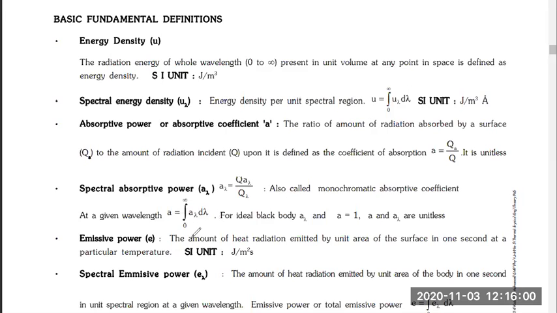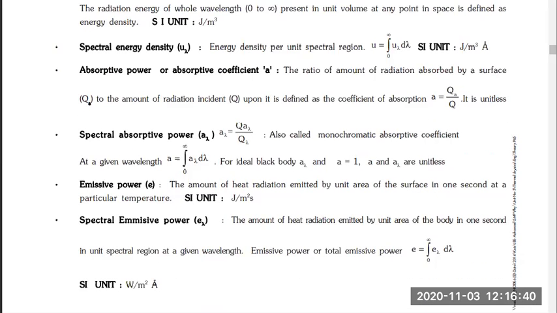Now, emissive power is the same as absorptive power. The only difference is when you talk about emissive power, it is the amount of heat radiated. When you talk about absorptive power, it is the amount of radiation absorbed. In the same way as we have spectral absorptive power, d lambda is the change in wavelength. It is given for a spectral region, meaning wavelength is changing, so we will have a differential wavelength unit. Got it?